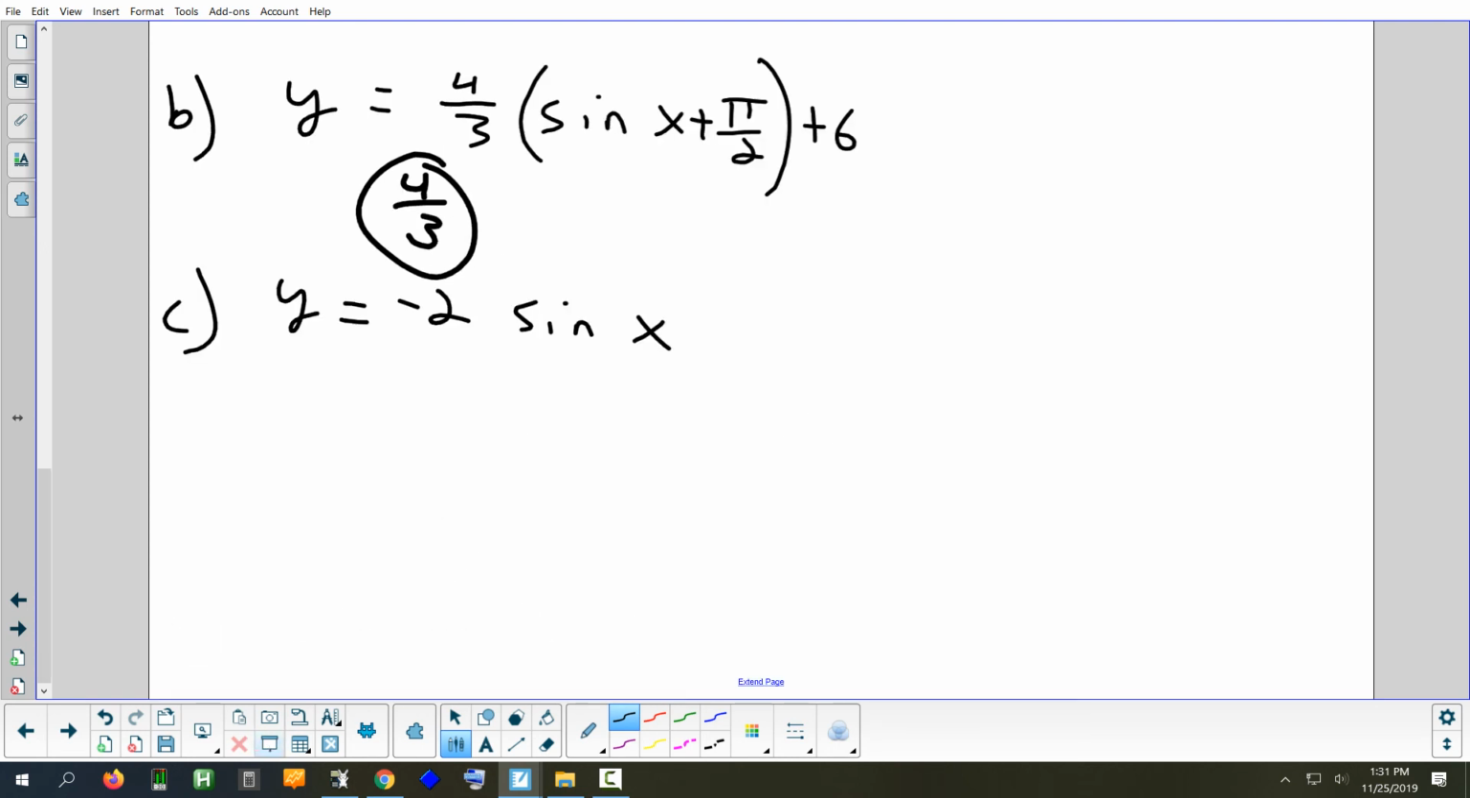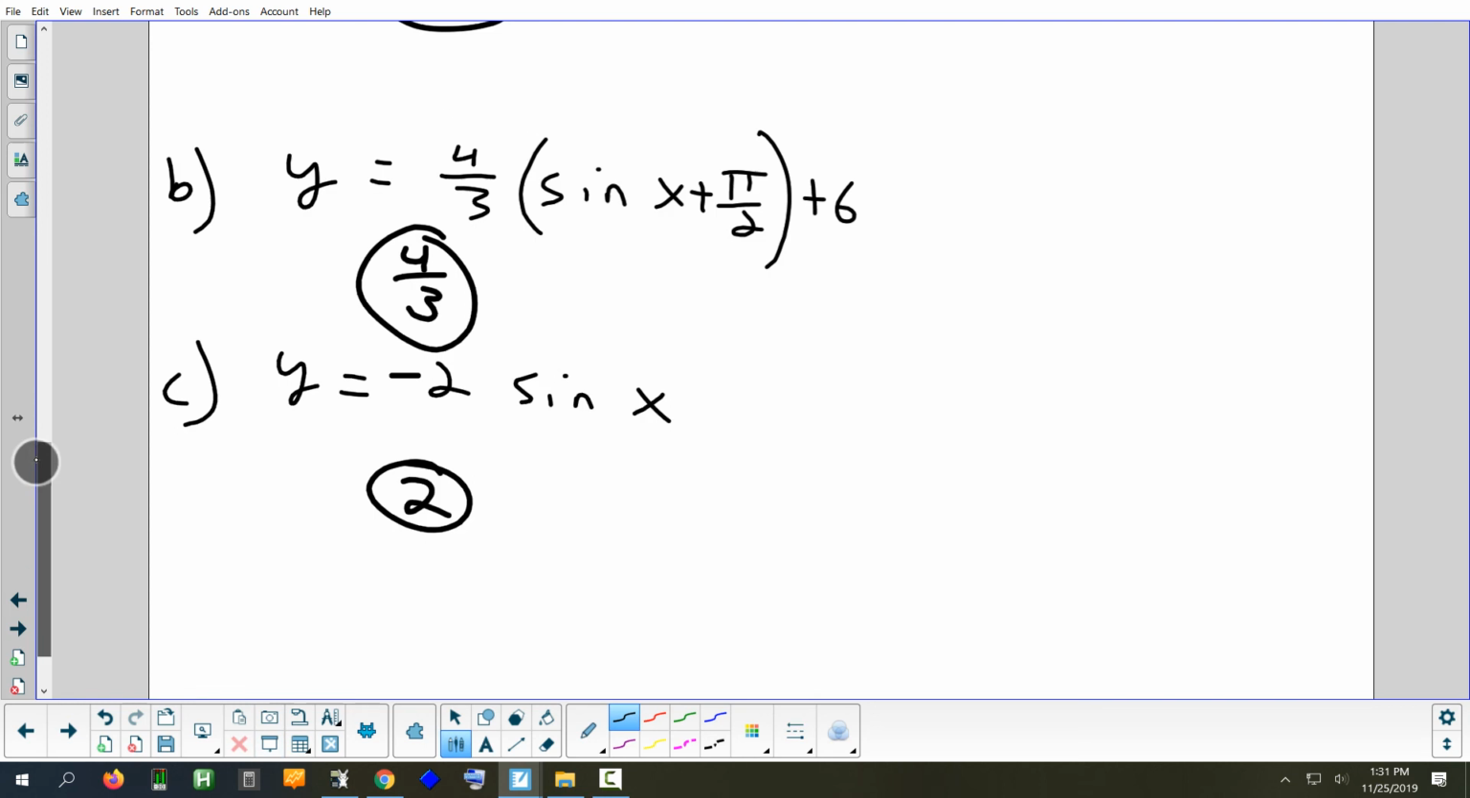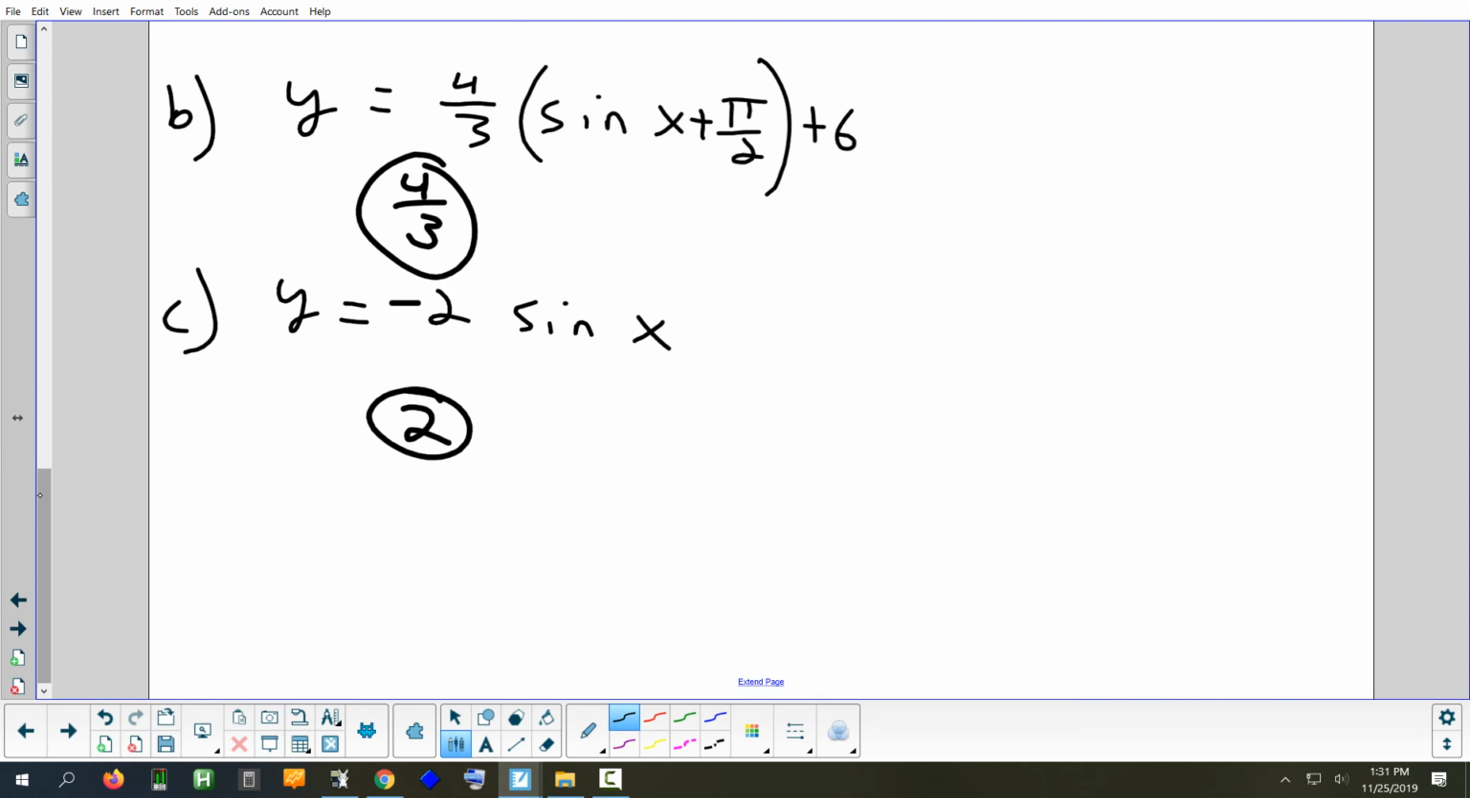What's the amplitude of this one? -2. 2. What's the amplitude of it now? 2. Still 2. That negative does not cause a change in the amplitude, but would it change the graph when we do it? Yes, it would flip it. Okay. Flipping it doesn't change the amplitude, but it changes the picture. Okay. So any question on that one?